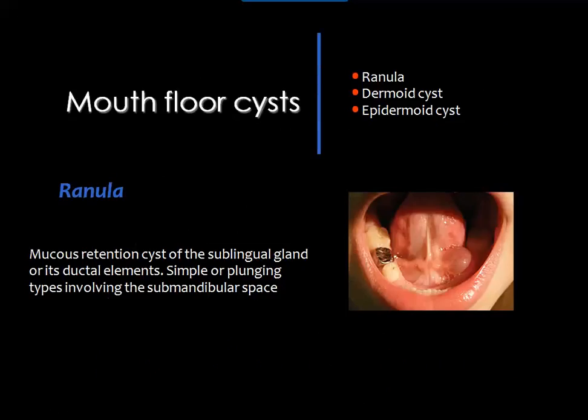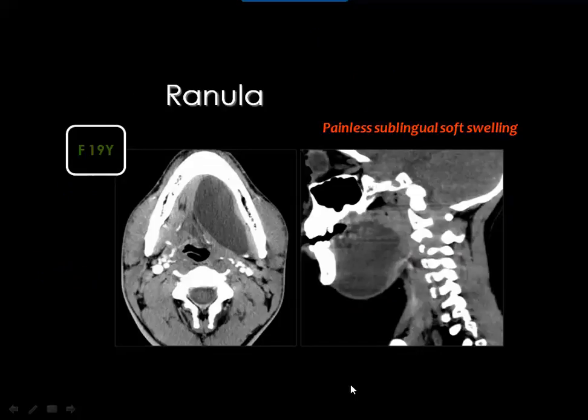Then we came to the cystic lesions that can be seen in the mouth floor. These are mainly three types: the ranula, the dermoid cyst, and the epidermoid cyst. The ranula is a commonly seen cyst in the mouth floor in clinical practice, and this is just a mucus retention cyst of the sublingual salivary glands. And we have two main types, the simple and the plunging ranula, but many times you cannot differentiate between both, but sometimes you can differentiate.